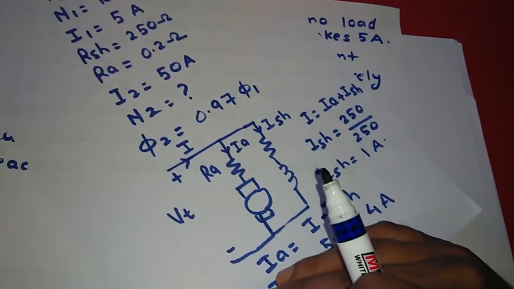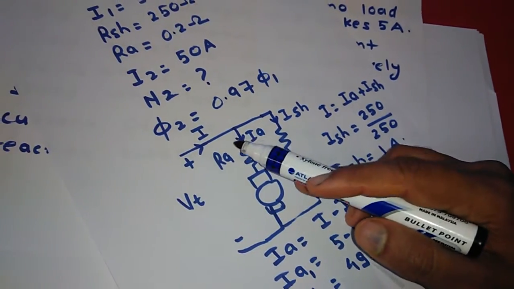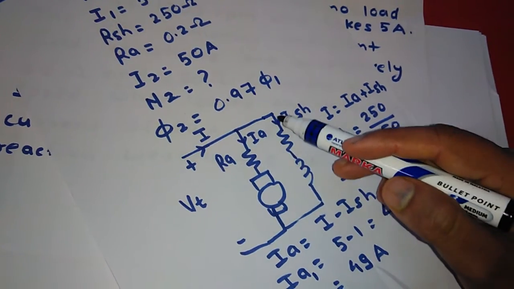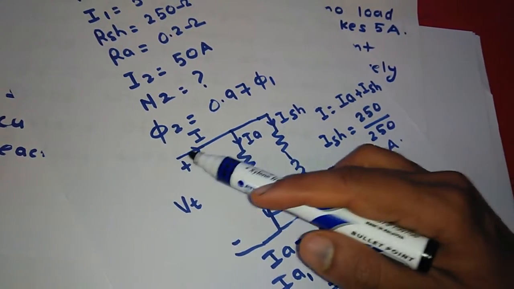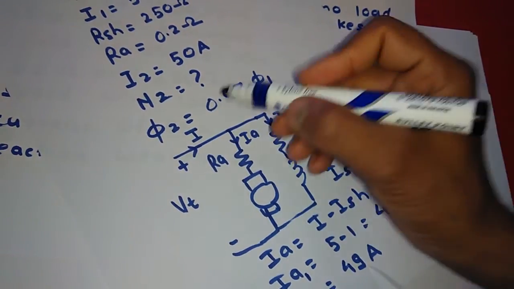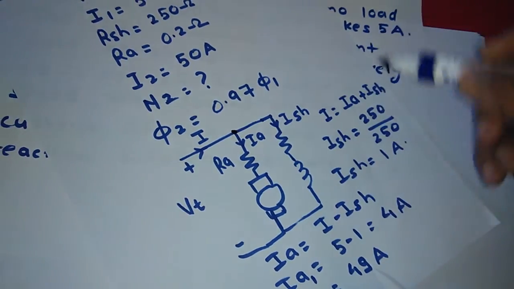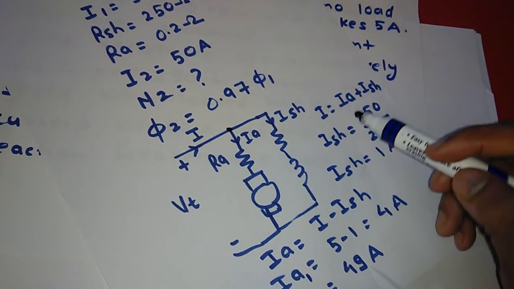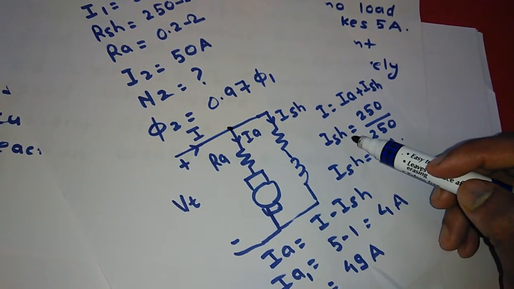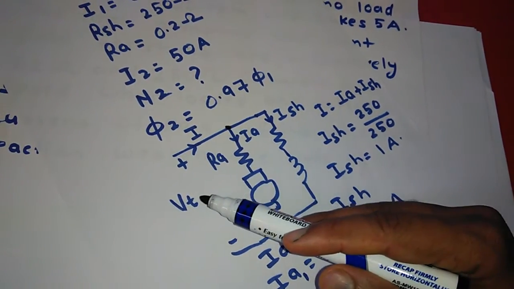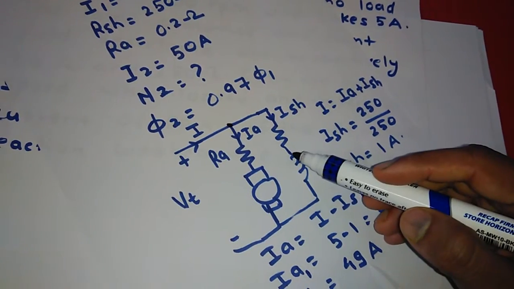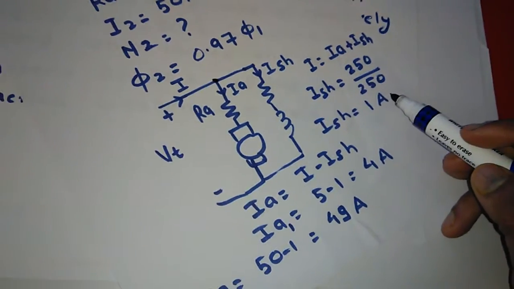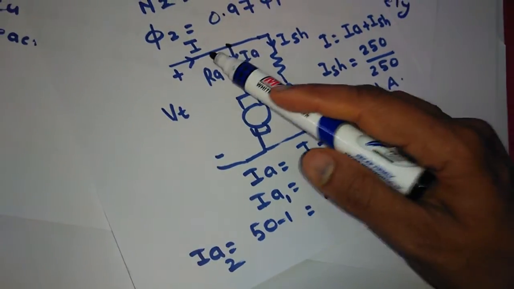This is the diagram of the DC shunt motor where we can see the armature current and the shunt field current coming from the supply current. So from this point we can apply KCL. We will get I is equal to Ia plus Ish. Here we can find Ish very easily because 250 volt is the supply and 250 ohm is the field winding resistance. So we get Ish is equal to 1 ampere, and the line current is given as 5 ampere.